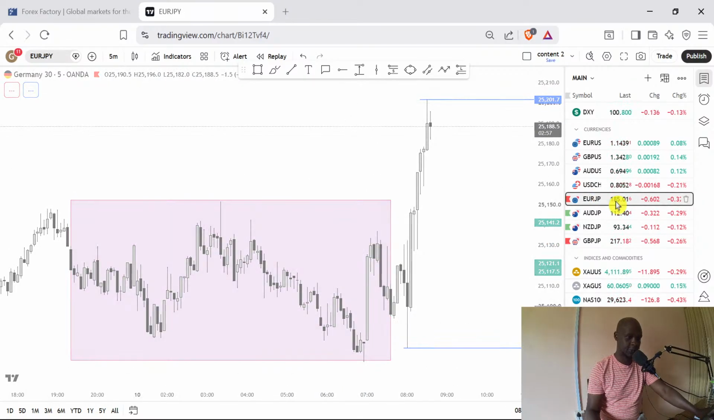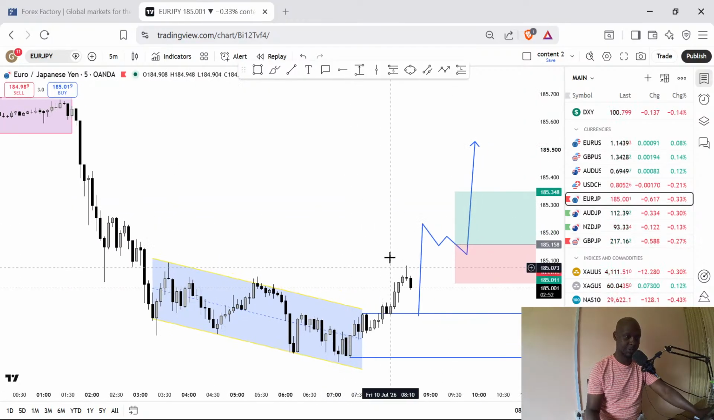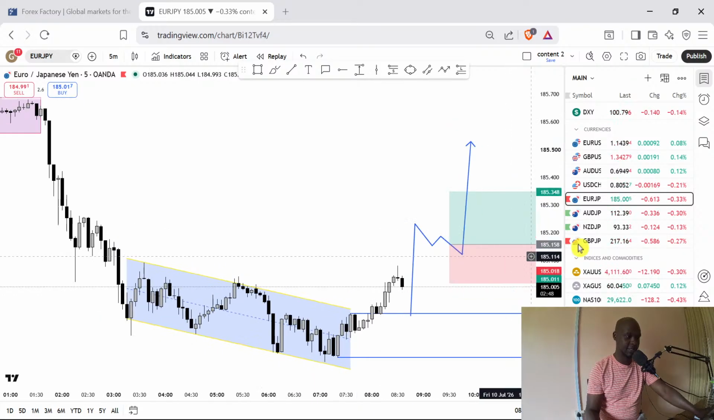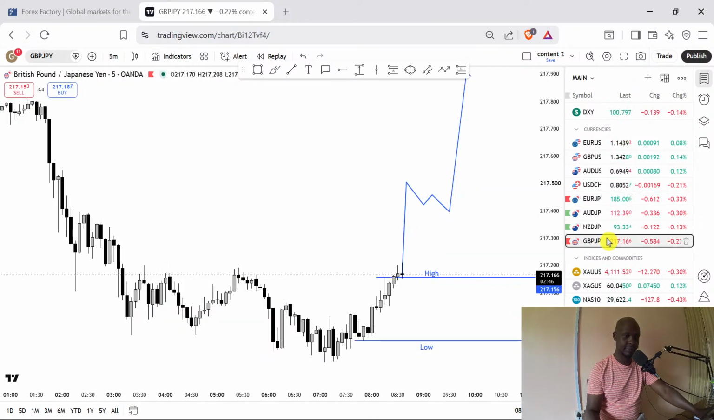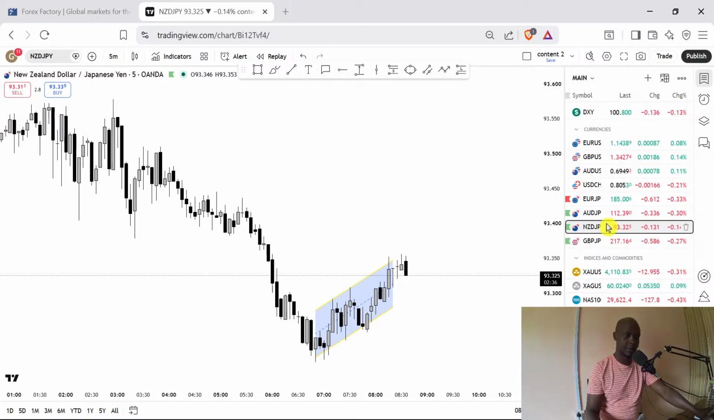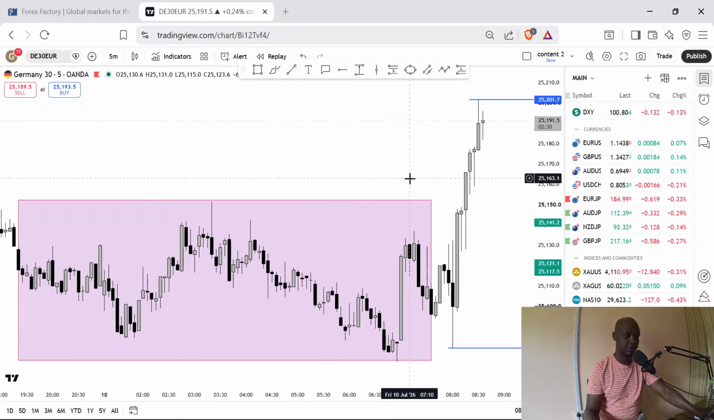Just have a quick glance at Euro JPY. Not yet. We've not yet gotten the confirmation candle, so we might not get the entries on Euro JPY. Pound JPY, this now actually moves to green. It's not that urgent. So my focus right now will just be on the DAX.